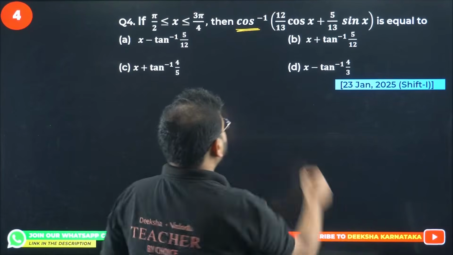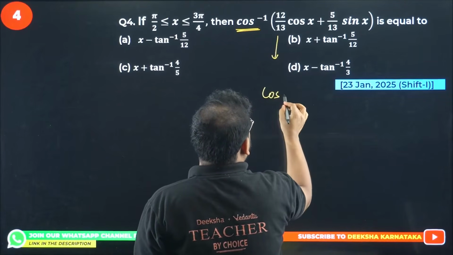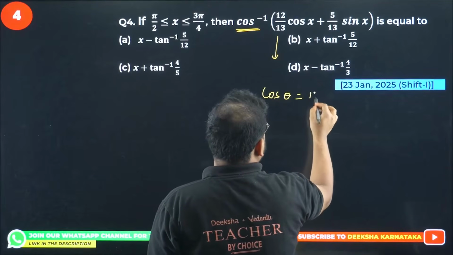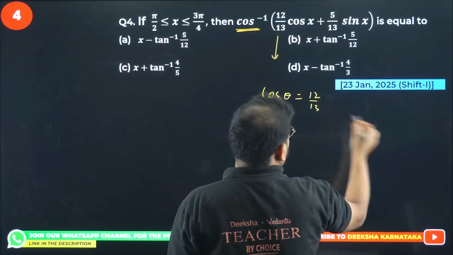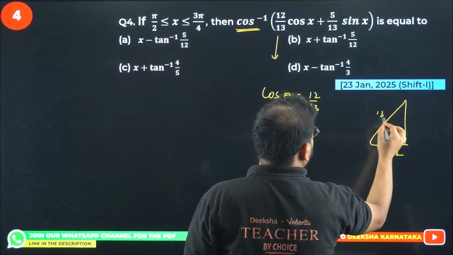So I can take this as cos theta is 12 by 13. Then of course, check this out. This is 12, this is 13.